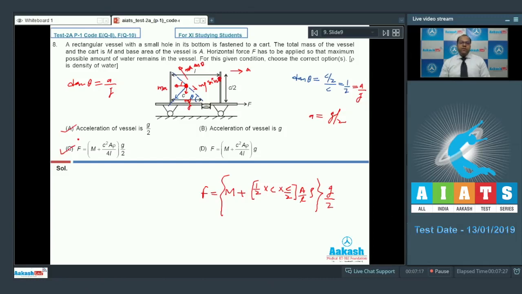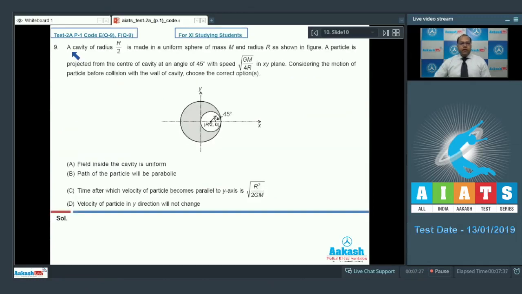Let's move to question number 9. In question number 9, a cavity of radius r by 2 is made in a uniform sphere of mass m and radius r as shown in the figure. A particle is projected from the center of cavity at an angle of 45 degree with a speed under root GM by 4r in xy plane. Considering the motion of particle before collision with the wall of cavity, choose the correct options.